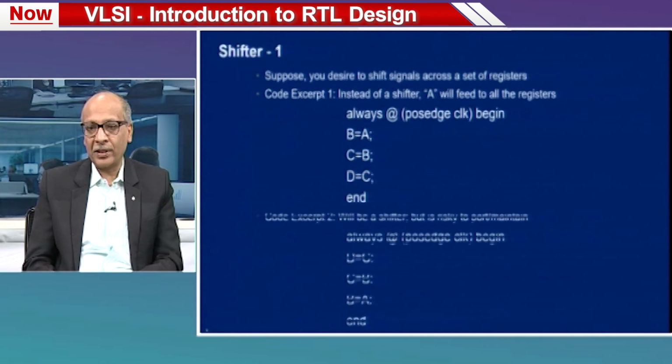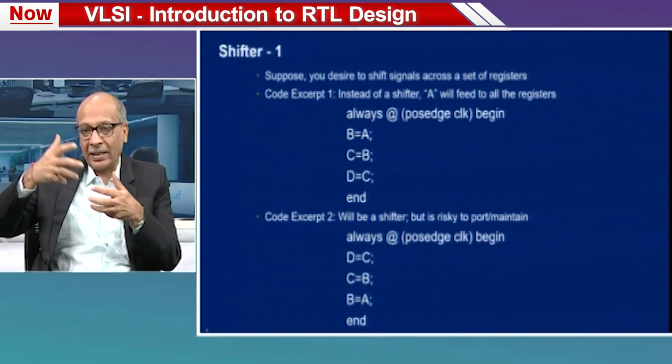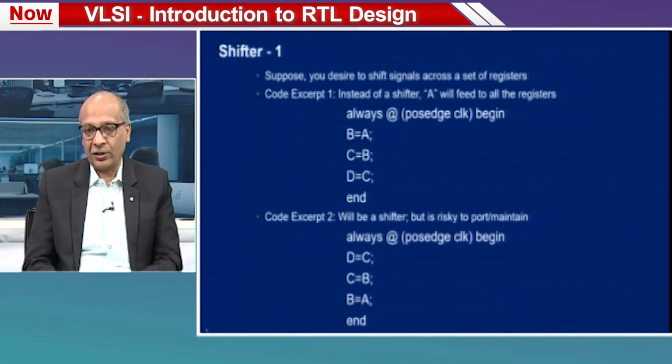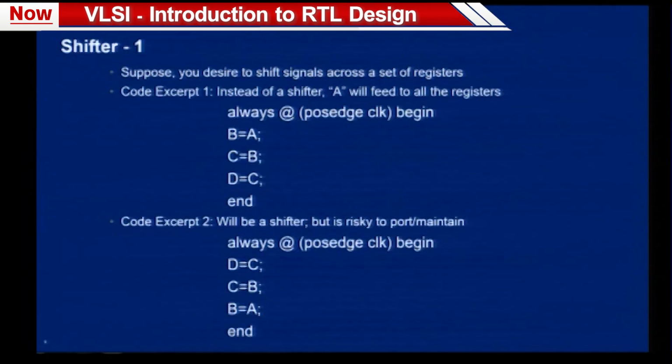Let us look at another example. This actually is a shifter. If you look at it, what we have done is we have just changed the order of the signal assignments. What was in the first line has gone on to the last line, what was in the last line has gone on to the first line, and so on. So this will actually work as a shifter, but this is not a very good shifter because this kind of code is not easy to maintain and port. If you tomorrow want to make changes, this kind of coding style is not good.